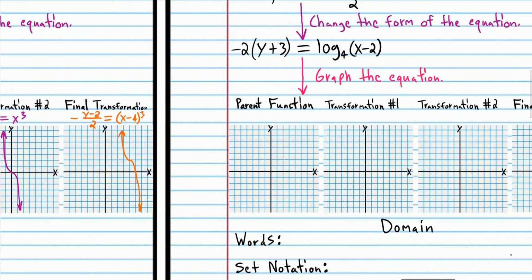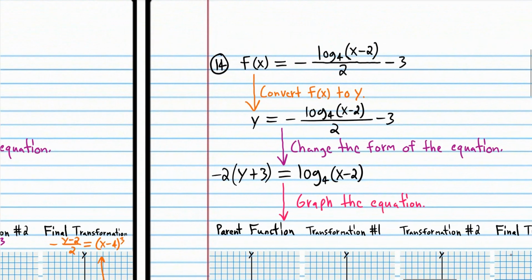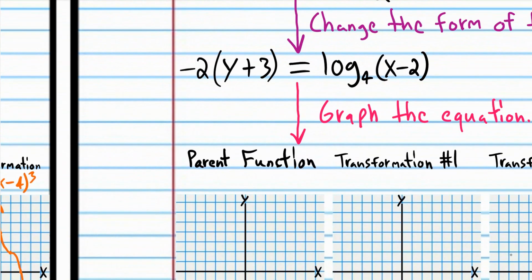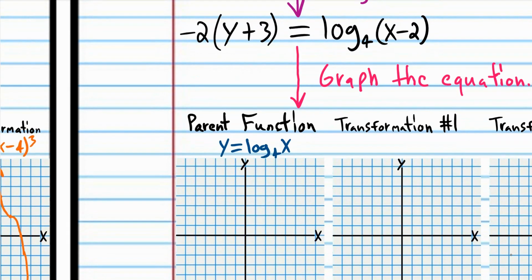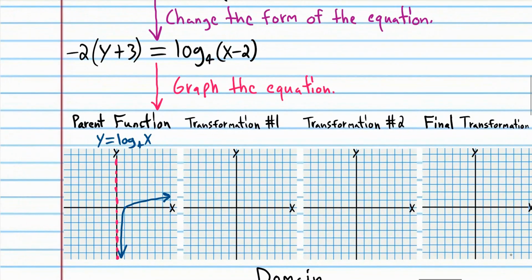Obviously the parent function is the logarithmic function. So we have a vertical asymptote. If you plug in 1 for x, you get 0. Plug in 4 for x, and you get 1. Connect the dots. Try to make your curve smooth.